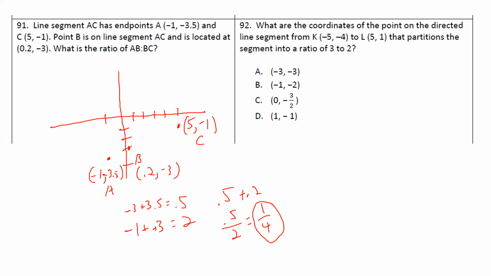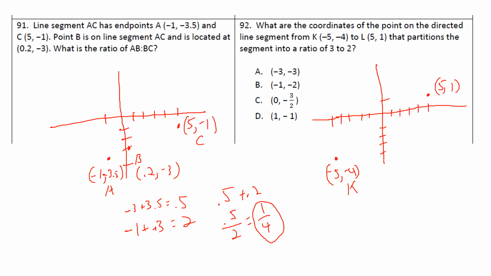92. What are the coordinates of the points on the directed line segment from K to L that partitions it into 3 to 2? All right, again, draw yourself a diagram. So we have -5, -4. Then we have 5, 1, and that was L. That partitions, so we're looking for the point that partitions in a ratio of 3 to 2.